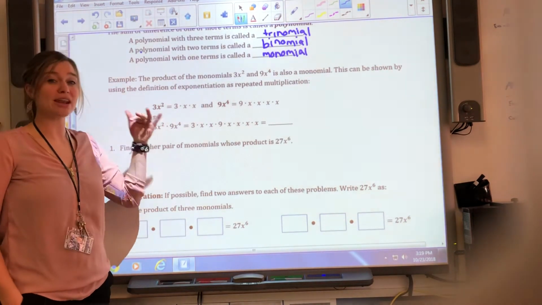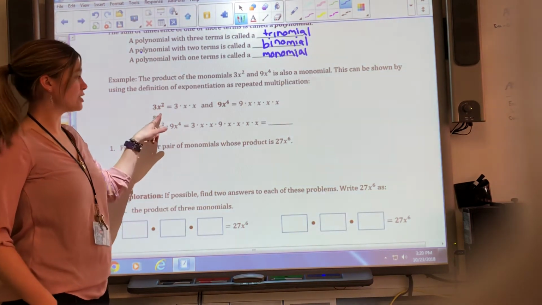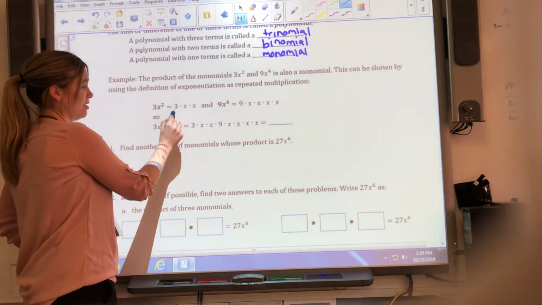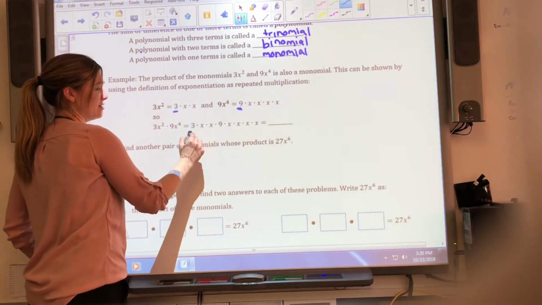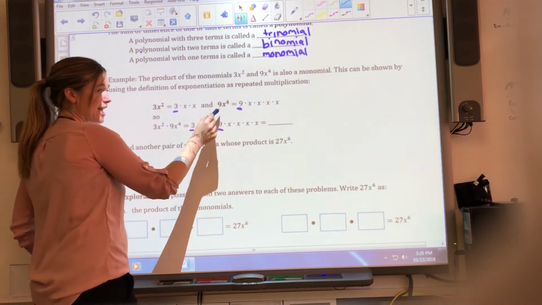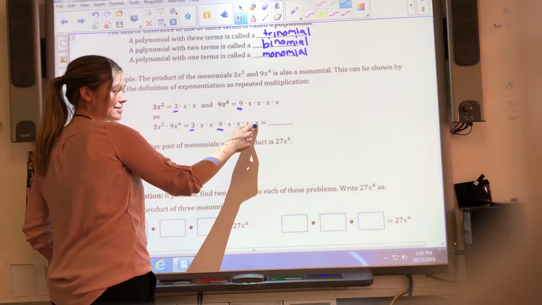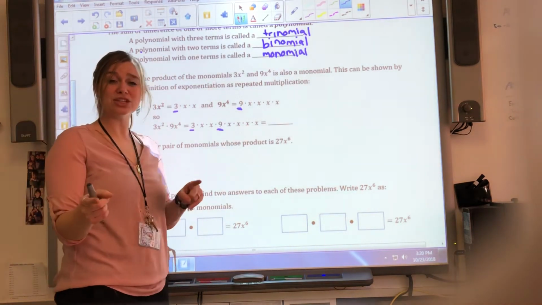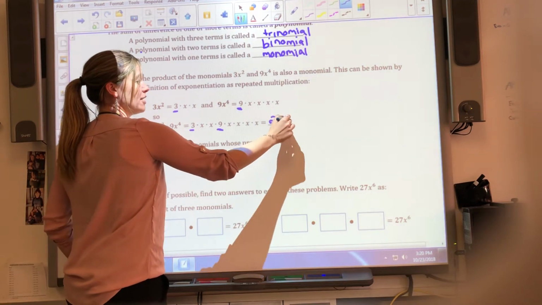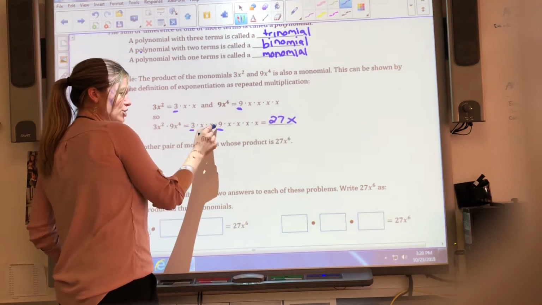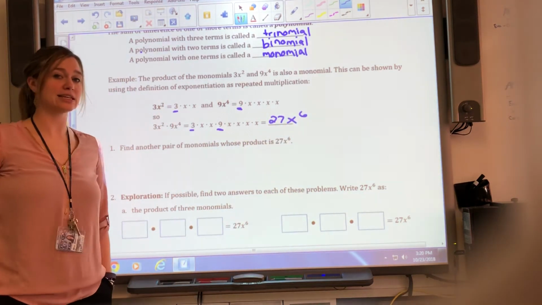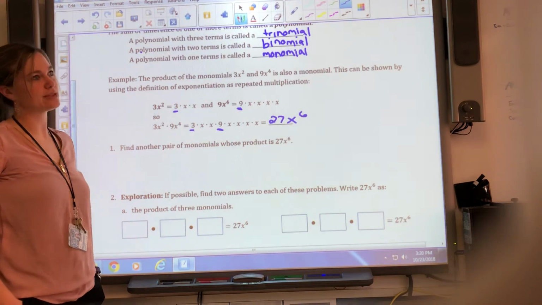Okay, so in this one, the product of monomials is also a monomial. It's saying if I take product meaning multiply, 3x squared times 9x to the 4th. If I write this out, there's a 3 here, a 9 here. That's where these are coming from. X squared means x times x. X to the 4th is x times x times x times x. So what I really can do, multiplication is commutative, so I can change the order around. 3 times 9, you get 27. X, there's 1, 2, 3, 4, 5, 6 of these. So I can say it's x to the 6th power, instead of saying x times x times x 6 times.